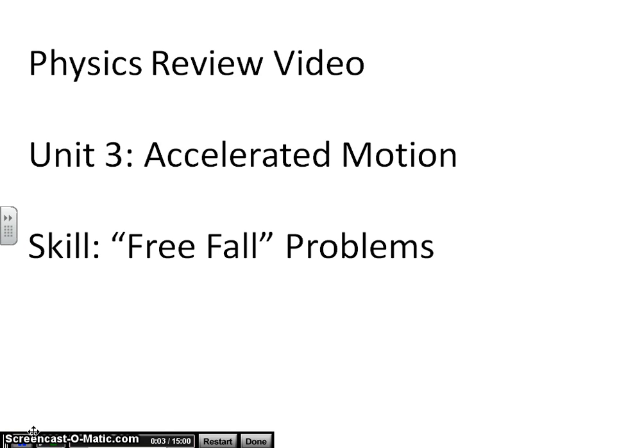Physics review video, Unit 3, Accelerated Motion, Skill: Freefall Problems. Today we will be looking at what happens when an object is only affected by the force of gravity. And we'll do a few example problems, and hopefully you can apply those skills to the problems that you're working on now in class.